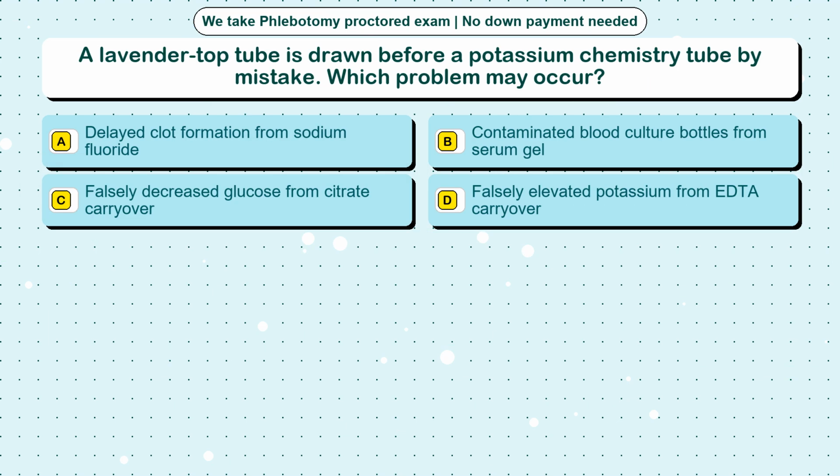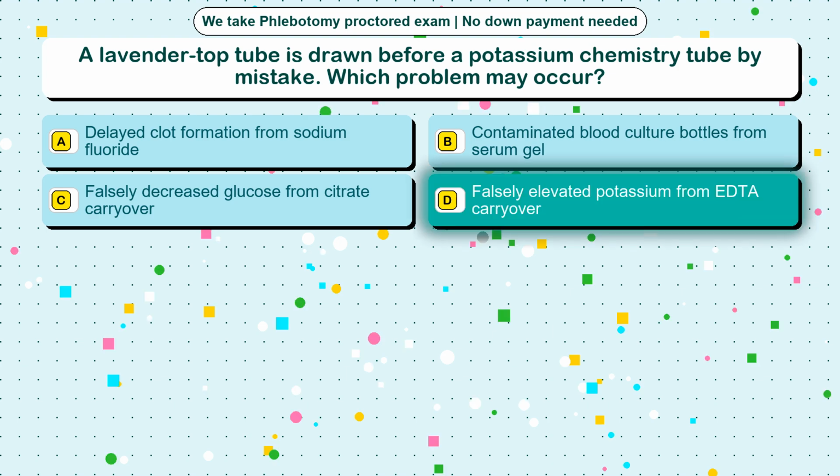Question 97. A lavender top tube is drawn before a potassium chemistry tube by mistake. Which problem may occur? Option A, delayed clot formation from sodium fluoride. Option B, contaminated blood culture bottles from serum gel. Option C, falsely decreased glucose from citrate carryover. Option D, a falsely elevated potassium from EDTA carryover.